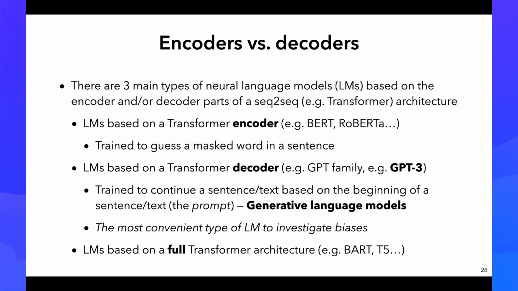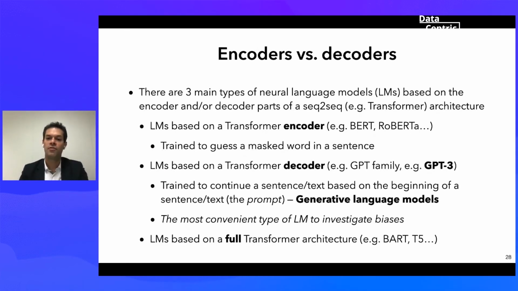There are language models based on a transformer decoder. This is the case of the GPT family, for instance GPT-3. In such cases, language models are trained to continue a sentence or a text based on the beginning of a sentence or a text called the prompt. These are so-called generative language models. In fact, these are the most convenient language models to investigate bias-related issues, and this is why I wanted to say these few words on them. And then, of course, there are language models based on full transformer architectures that involve the encoder and the decoder.